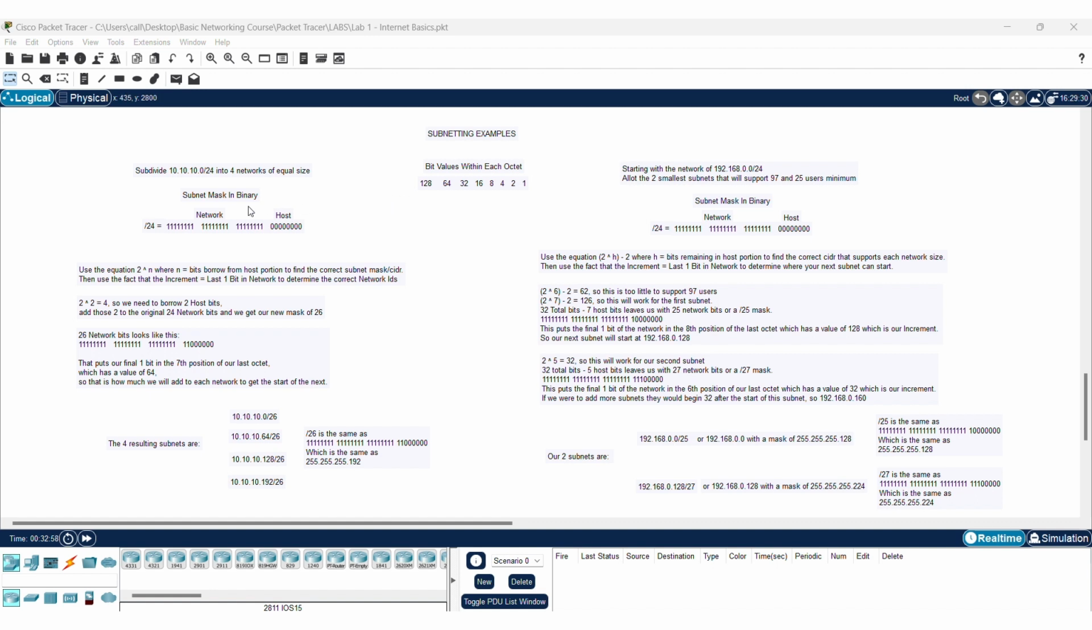So to start off, we've got this problem, which is: subdivide 10.10.10.0/24 into 4 networks of equal size. First thing we're going to do is throw that subnet mask into binary. It's a /24, so we know that we're going to have 24 ones on, and then the last 8 are going to be our host portion. If we use the equation 2 to the n, where n is the number of borrowed bits from the host portion, and then use the fact that the increment is the last 1 bit in the network to determine the correct network IDs, we're going to be able to solve this problem.